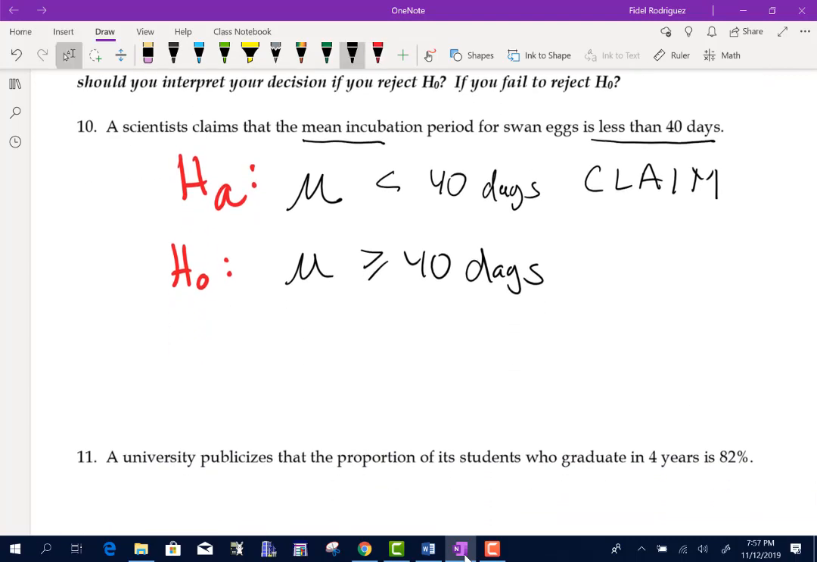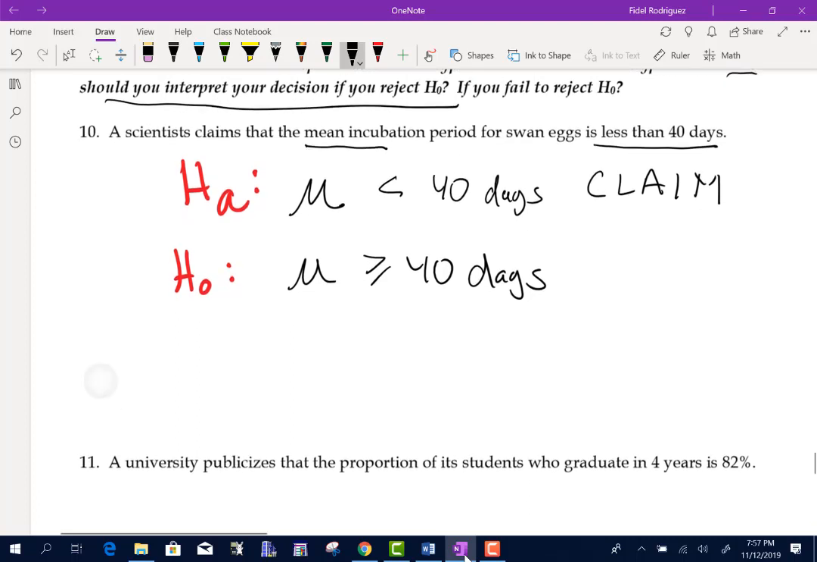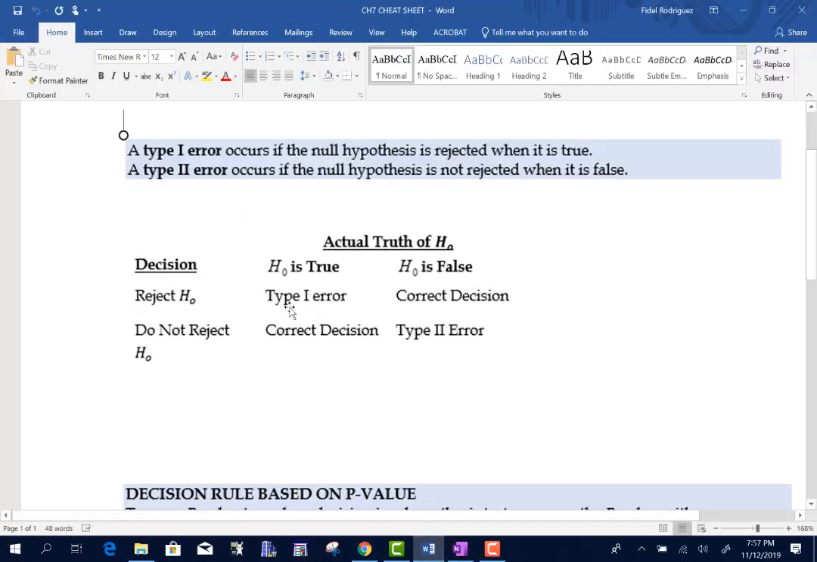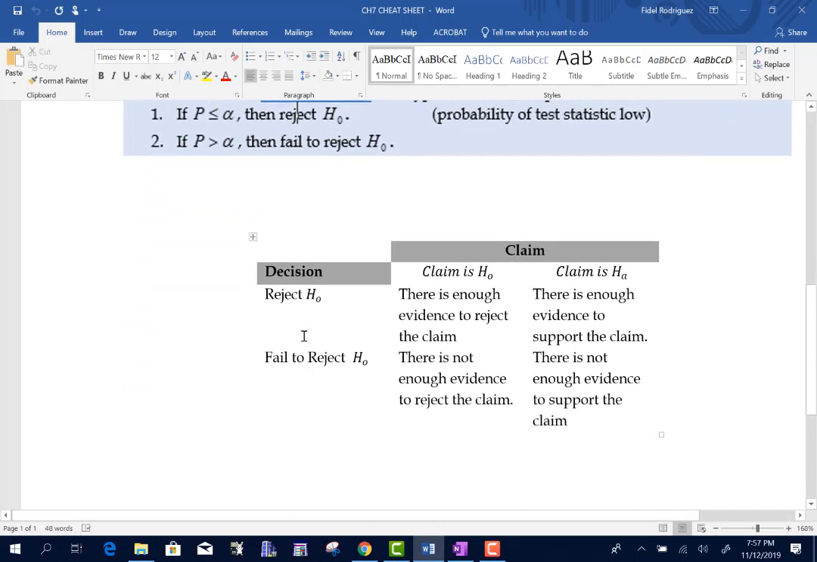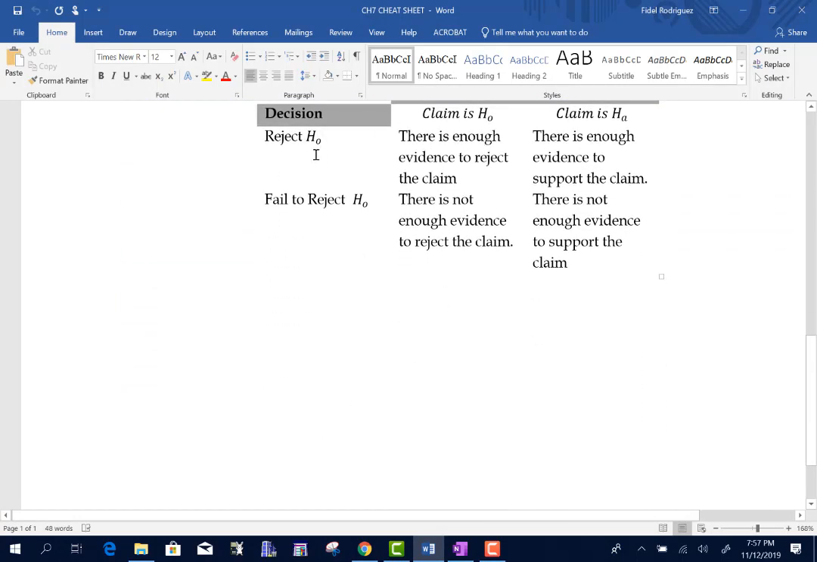All right. So now that we got that part, we're going to figure out this part right here. It says, how should you interpret your decision if you fail to reject the H0 or the null hypothesis, or if you reject the H0 or fail to reject it. Okay, so guys, I'm just looking back at this piece right here. I'm not even going to worry about this right now because I don't need it. So let's take a look. If we reject the H0 or fail to reject it, okay?